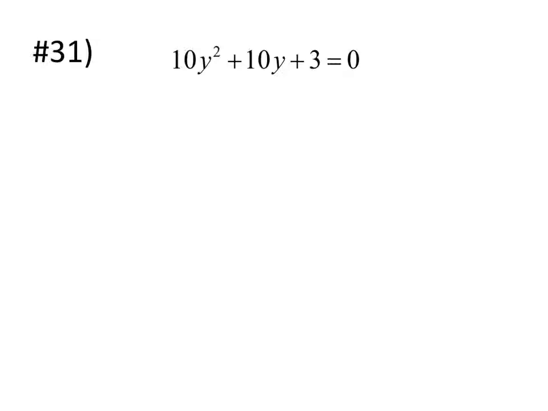All right, 31 says 10y squared plus 10y plus 3 is equal to 0. Well, I need to go ahead and, oops, wrong button.